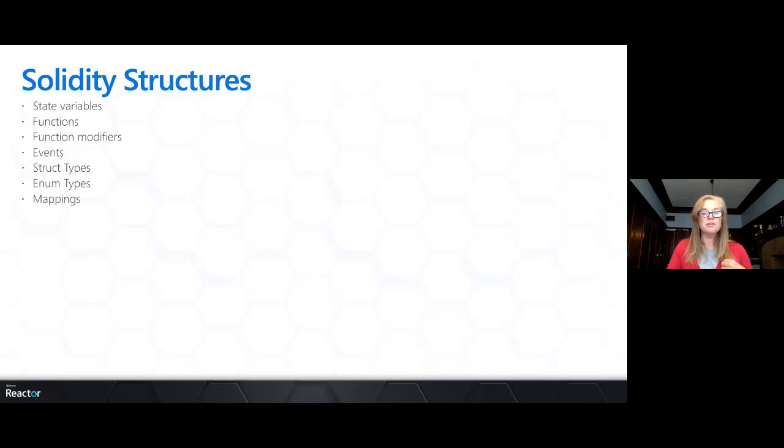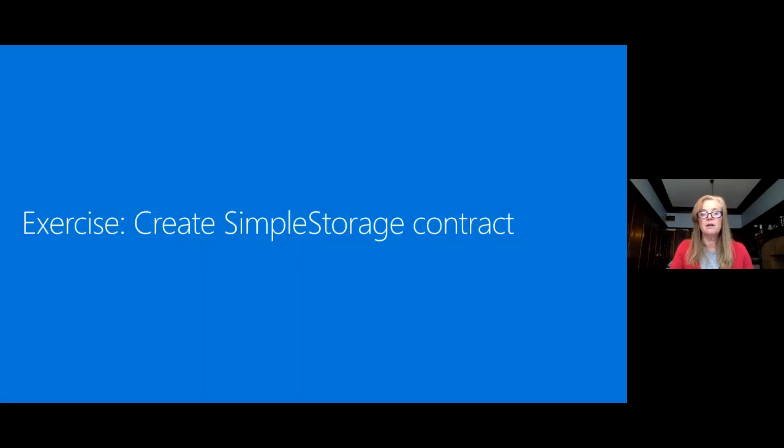All right, so the structures, again, are pretty straightforward. You're going to see this when we go through the examples. The basic structures that are supported by Solidity include state variables, functions, function modifiers, events, structured types, enumerated types, and mappings. And we'll go through an example. We're going to be going through some examples, actually.